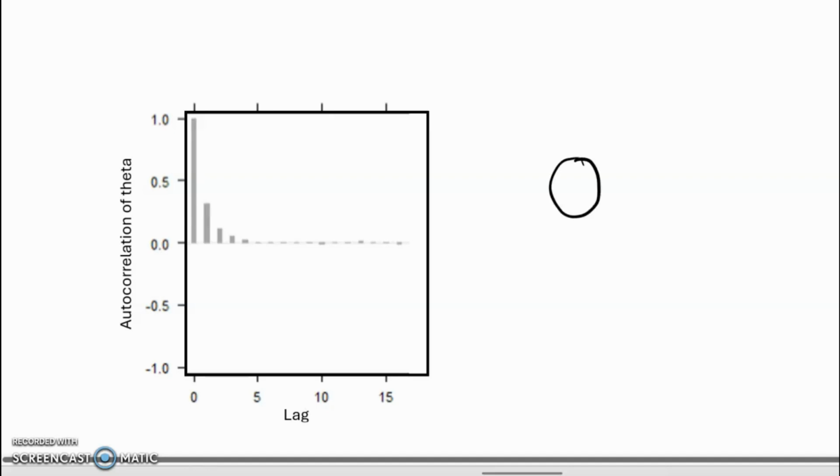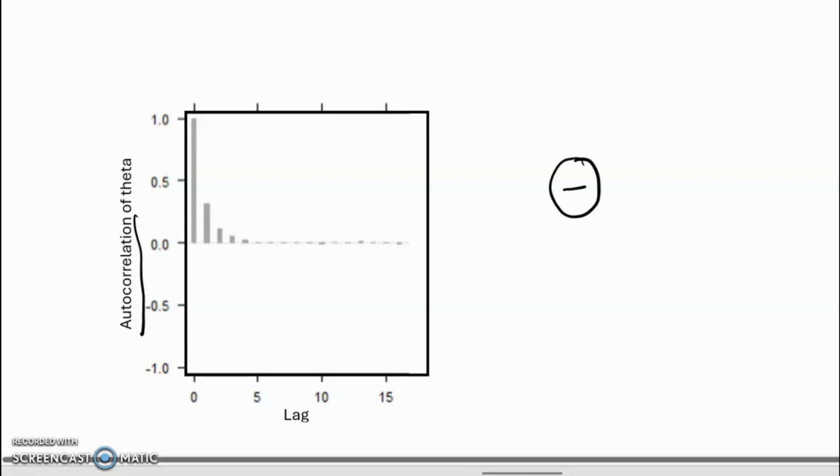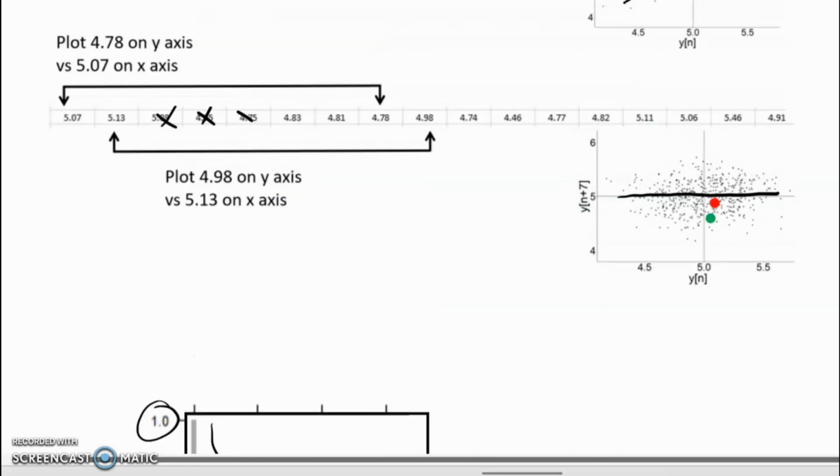And we can see this in our plot of theta, which is from the handedness experiment, the probability that a randomly selected person would be right-handed. And if we look at autocorrelation, being a correlation, it's going to be from -1 to 1.0. We can see that as the lag period increases, the amount of autocorrelation goes down.